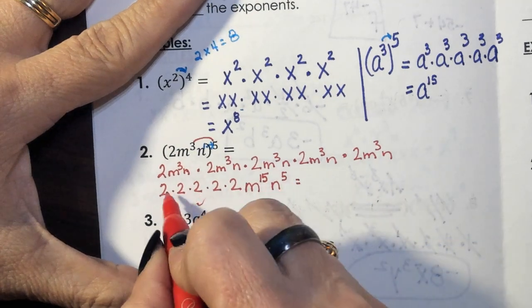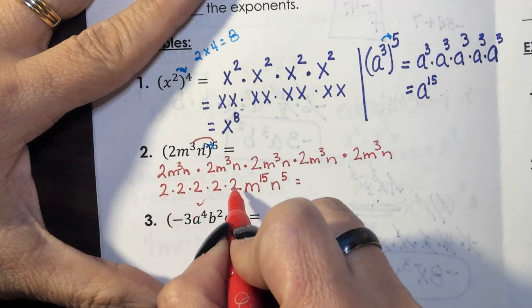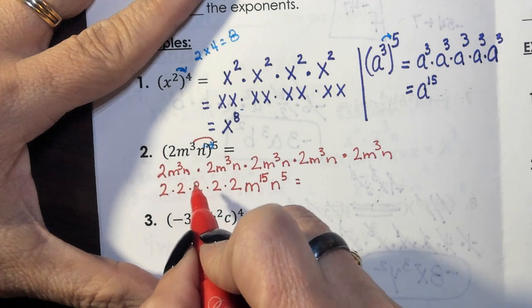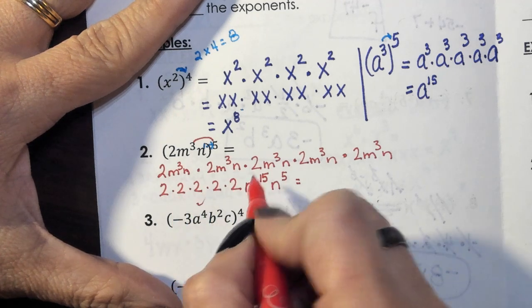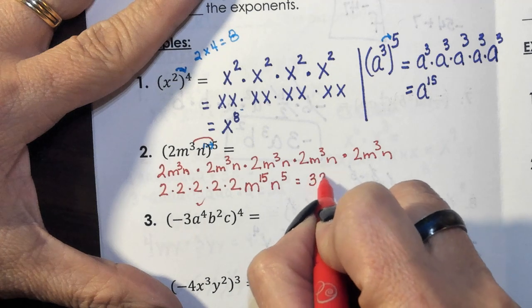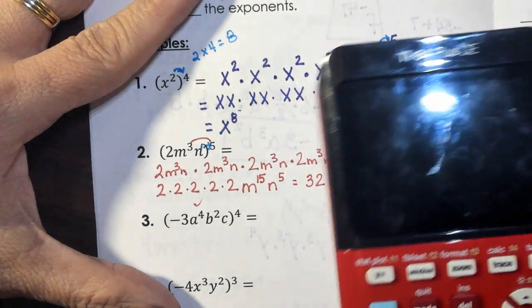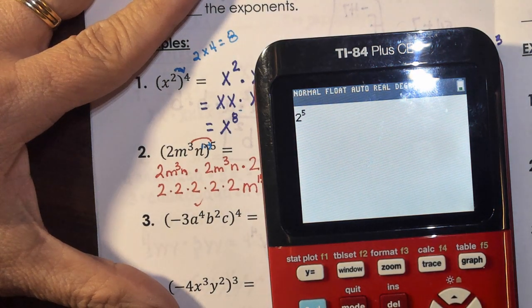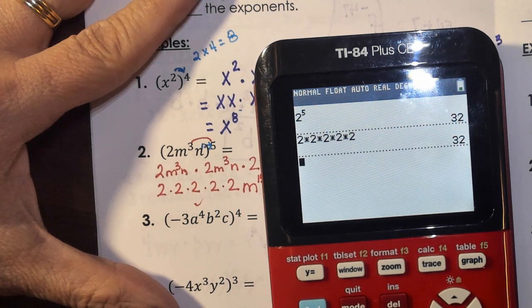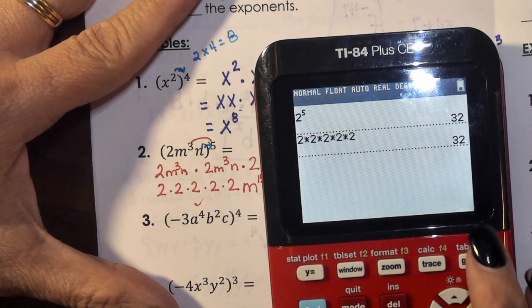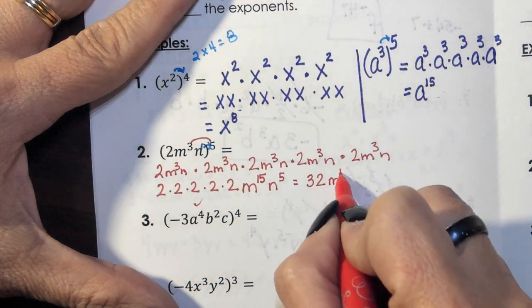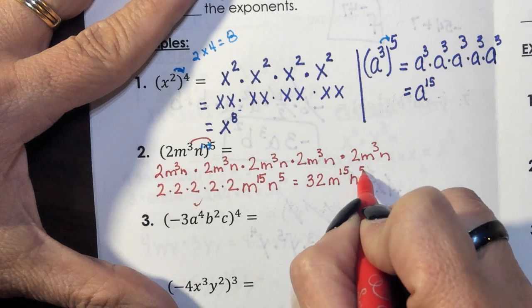We need to do, what is 2 times 2 times 2 times 2 times 2? So, 2 times 2 is 4. 4 times 2 times 2 times 2. Okay, I'm just going to tell you, it comes out to be a big old 32. Another way to do that would be in my calculator. I could do 2 to the 5th power, or I could do 2 times 2 times 2 times 2 times 2. Whichever way you want to do it, it's 32. So that's 32 m to the 15th, n to the 5th.